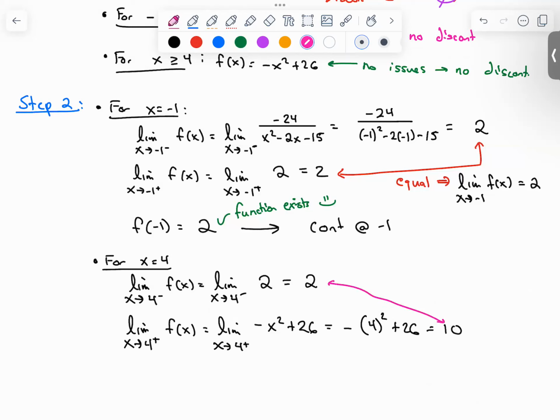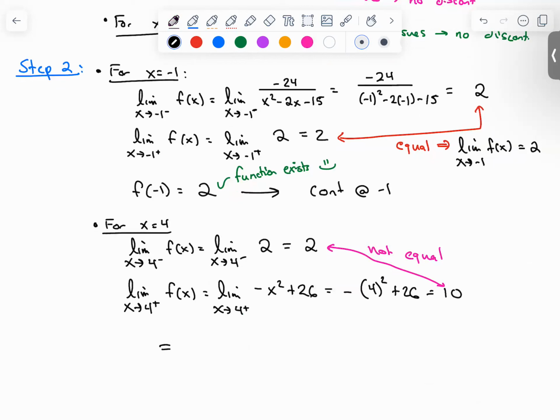And these are not equal. The left-hand side was 2, the right-hand side was 10. Because the left and the right-hand limits do not agree, that would mean that the full limit does not exist. The limit as x approaches 4 of f of x does not exist. And if the limit doesn't exist, it's discontinuous at x equals 4.